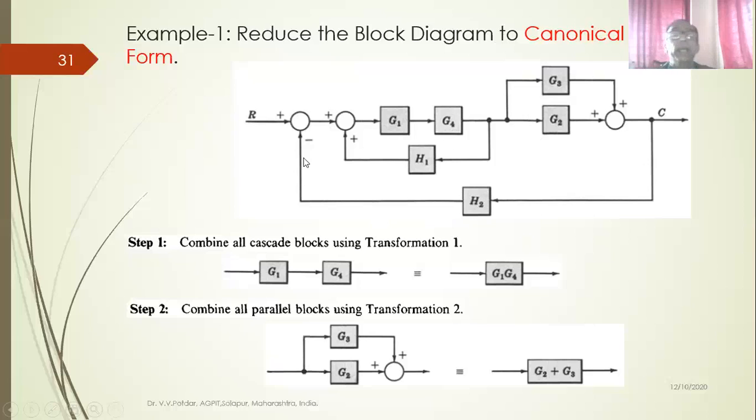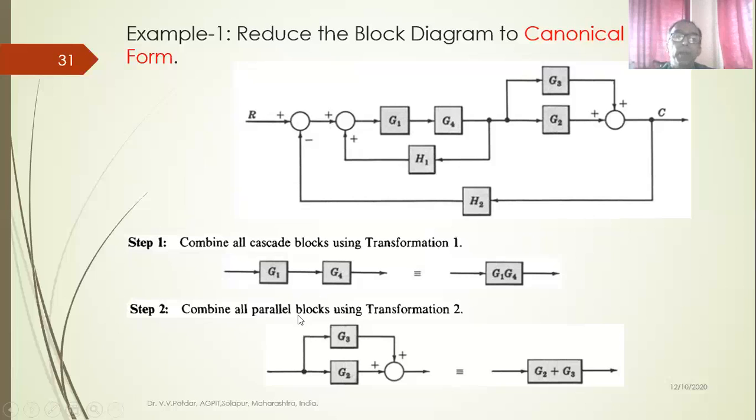As per our methodology we just discussed, step 1: combine all cascade blocks using transformation 1. What are the cascade blocks here? G1 and G4 are in series or in cascade, so these can be combined. These two blocks will become G1 G4.